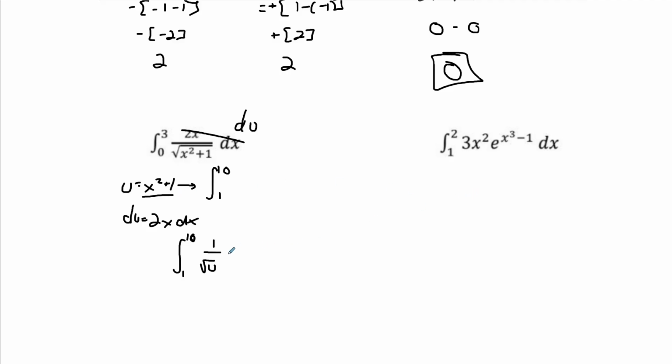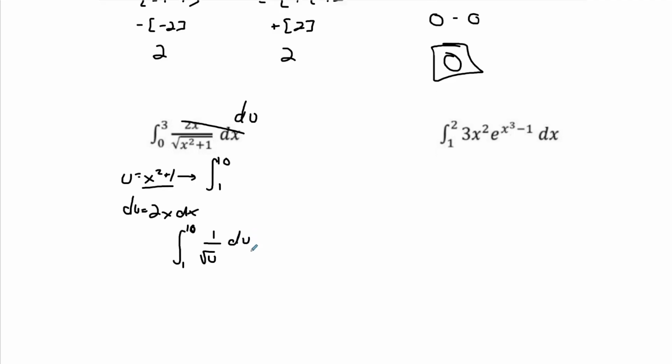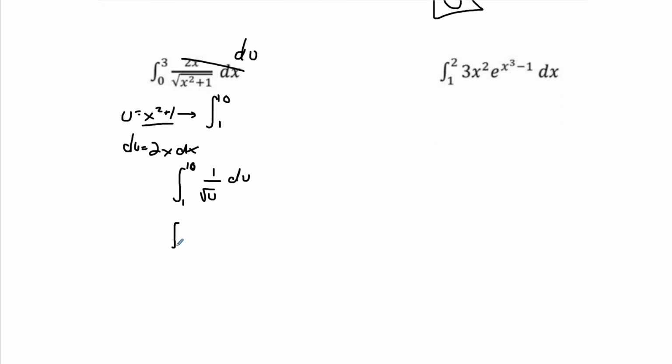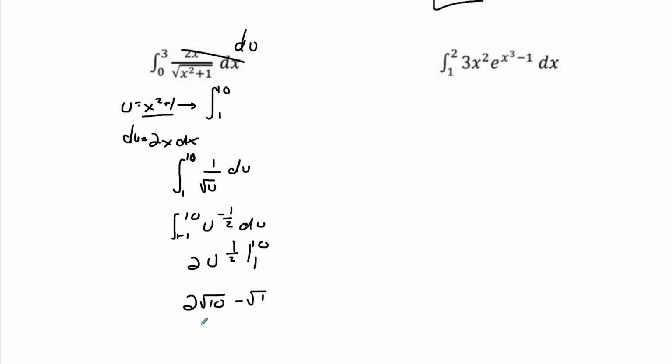So here we would have 1 over square root of u du, right? So we're going to have the integral from negative 1 to 10 of u to the negative 1/2 du. So we'd get u to the 1/2 times 2 from 1 to 10, right? So it's going to be 2 root 10 minus root 1. So it's just going to be 2 times root 10 minus 1, right? So let's take a look at a few more.